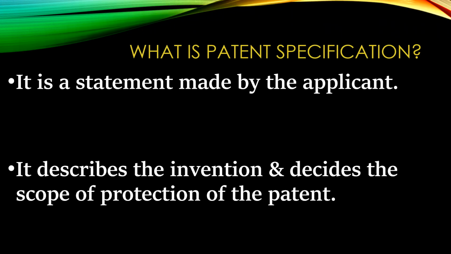Now we must know what is patent specification. Patent specification is a statement made by the applicant, and actually this is a unilateral statement made by the applicant. It describes the invention and decides the scope of protection of the patent. Okay, so what is the invention that is described here, and also it decides the scope of protection of the patent. That means what is the limit of protection of the particular invention, which is called a patent after issue or after it is granted. So we can say that patent specification decides the scope of the protection of the patent. Fine.